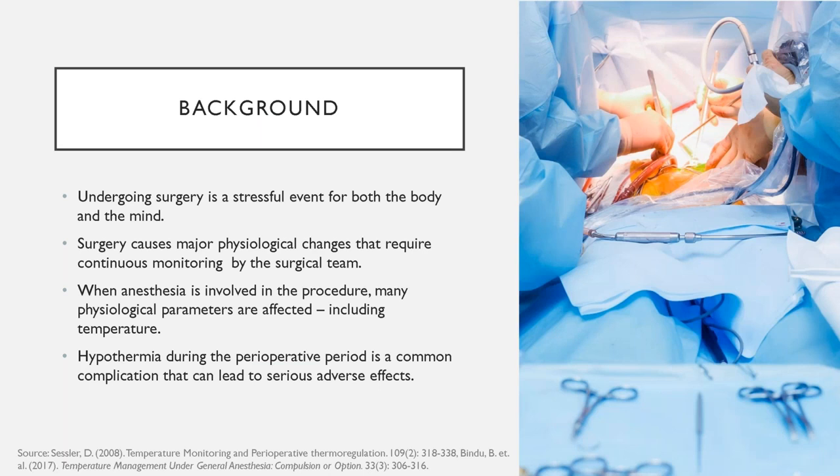So, as is pretty straightforward, surgery in general is going to be pretty stressful on the body. And so this is going to bring about all sorts of major physiological changes that tend to come about during surgery. There are lots of physiological parameters that are going to get affected by anesthesia, but one of those is going to be temperature. And hypothermia during the perioperative period is a common complication leading to some fairly important adverse effects.